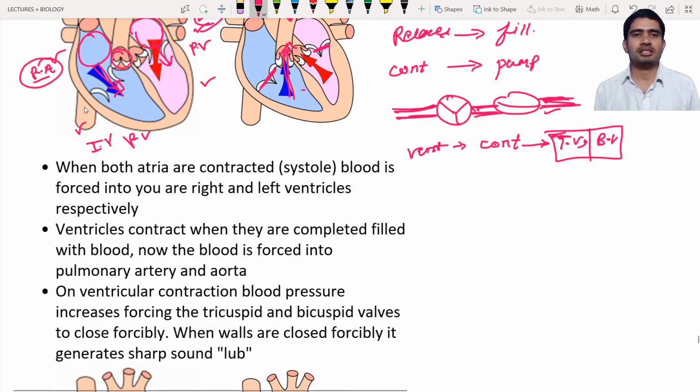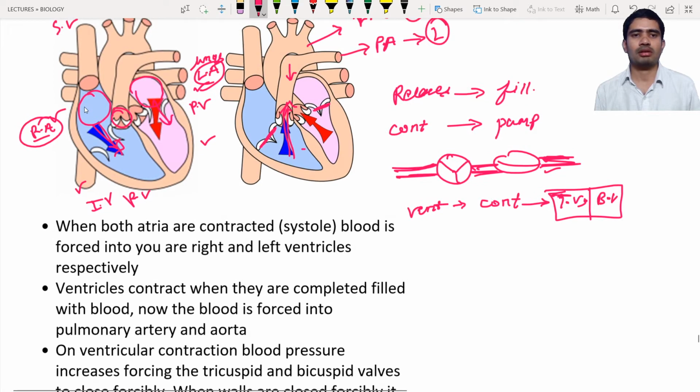There is an important sound known as the lub and dub sound. The question is how the lub and dub sounds are produced. You can see here, when the blood is pumped from the atria to the ventricles, these valves, the tricuspid and bicuspid valves, are opening. There is no problem in it. Now the sound is produced when these tricuspid and bicuspid valves are closed. So the ventricles are going to contract.